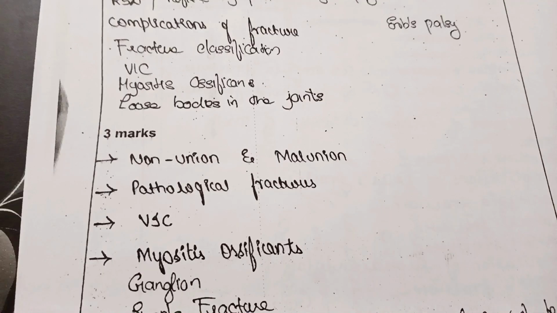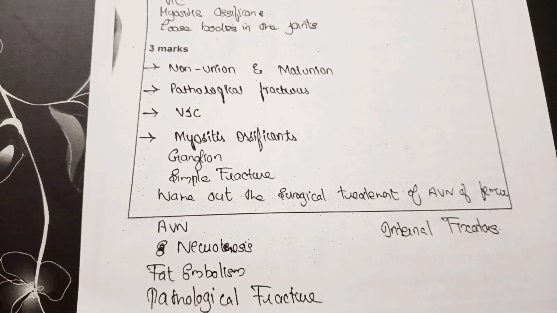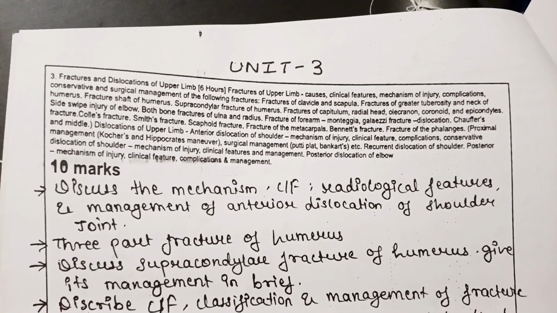Important 3-mark questions: non-union and malunion, pathological fractures, VIC, myositis ossificans, ganglion, simple fracture, name out the surgical treatment of AVN of femur, AVN, fat embolism, pathological fracture, internal fixators, and neurotmesis. That's all about this chapter.